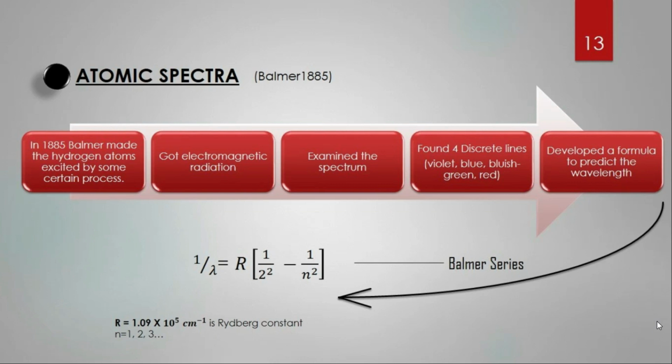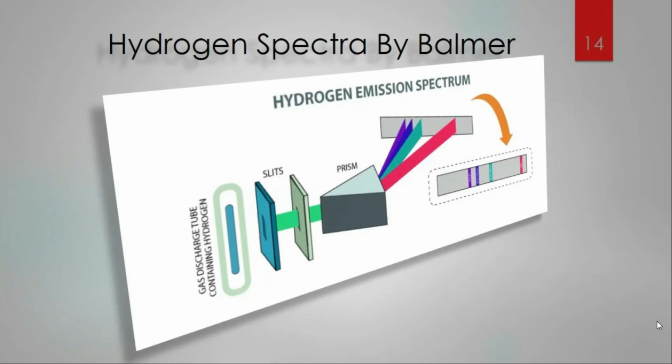What is a spectra? A spectra is a band of colors. When a composite color goes through a certain process, the various components of it get separated. This phenomenon was used by the scientist Balmer in 1885. What he did was something like this. He took a gas discharge tube containing hydrogen atoms. He then excited the hydrogen atoms in some way.